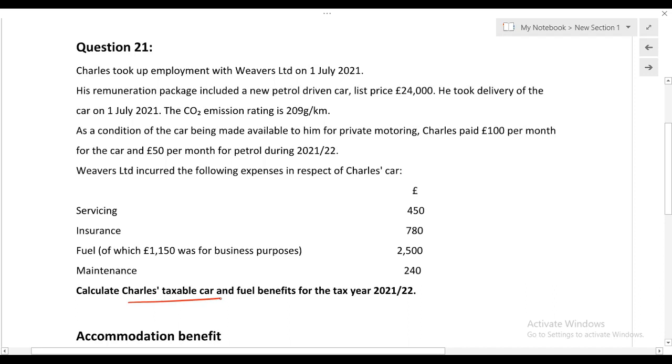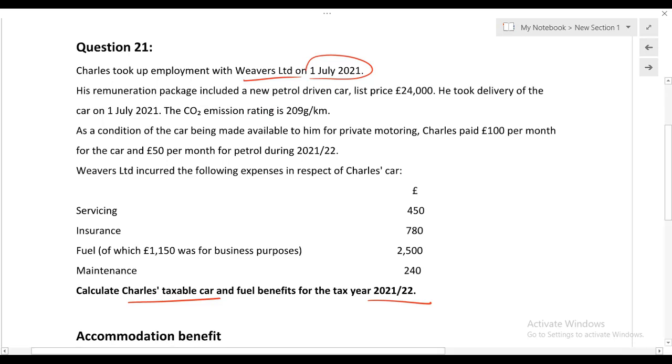Calculate Charles' taxable car and fuel benefit for the tax year 21-22. Charles took up employment with Weavers Limited on 1st July 2021. So whatever is going to be the benefit, it will not be for the whole tax year because he has just joined the company on 1st July 2021.